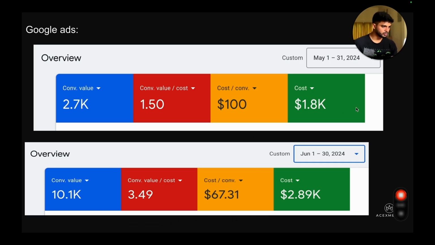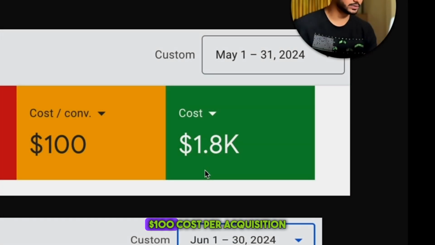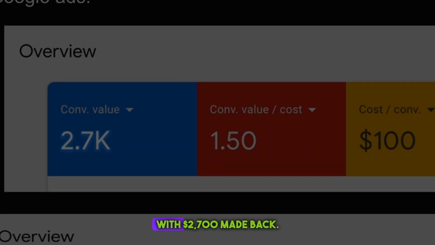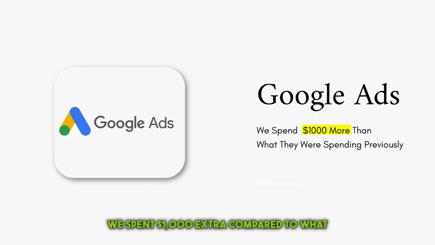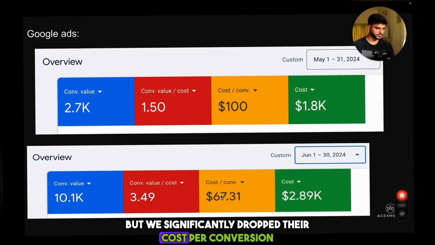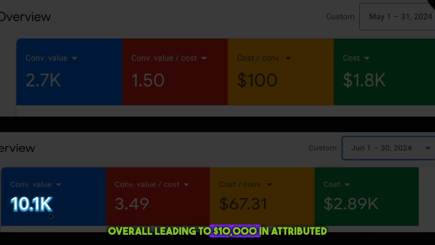So with Google, before in the month of May, they spent $1,800 on ads, $100 cost per acquisition, and 1.5x ROAS with $2,700 made back. Now with Google, we spent $1,000 extra compared to what they were spending previously, but we significantly dropped their cost per conversion and we improved their ROAS, overall leading to $10,000 in attributed sales.